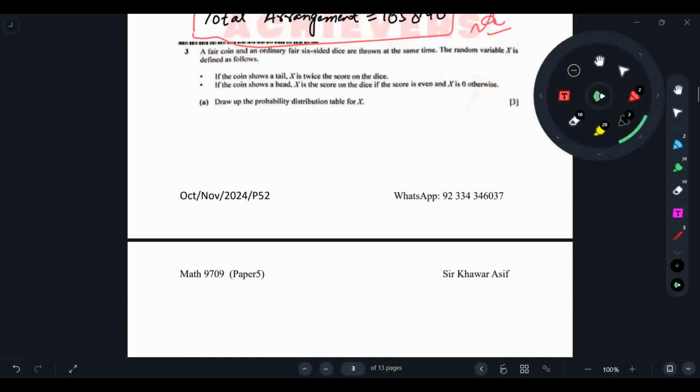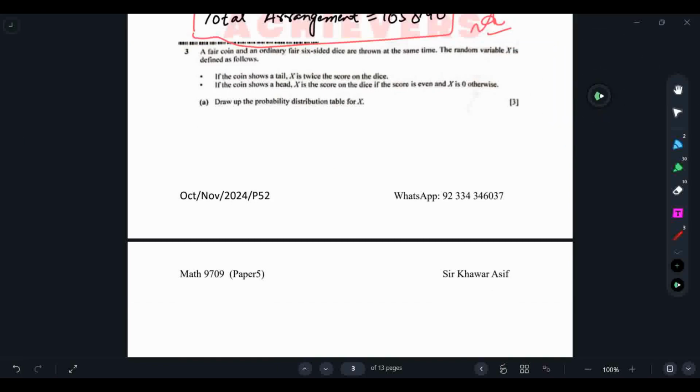Now in question number 3, a fair coin and an ordinary fair six-sided dice are thrown at the same time. The random variable x is defined as follows. If the coin shows a tail, x is twice the score on the dice. If the coin shows a head, x is the score on the dice. If the score is even, x is 0. Otherwise, draw the probability distribution table.